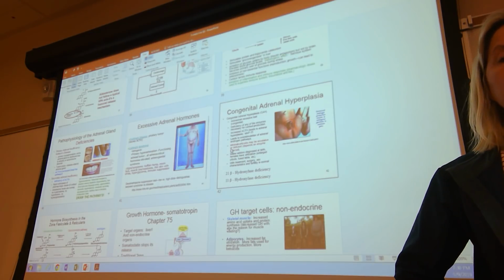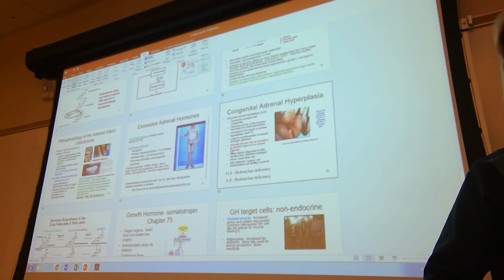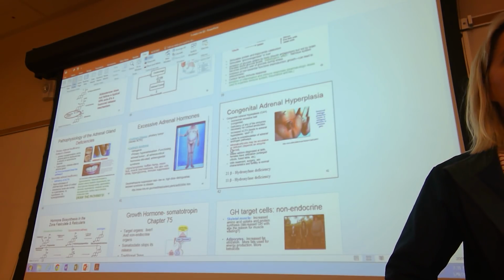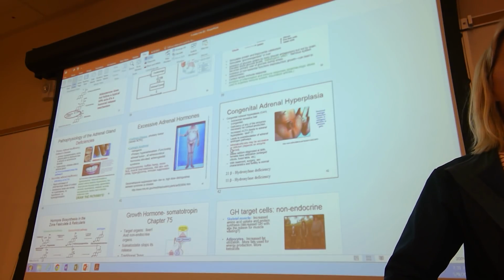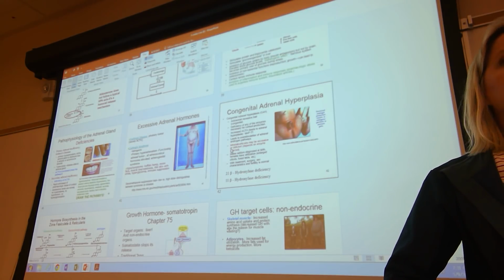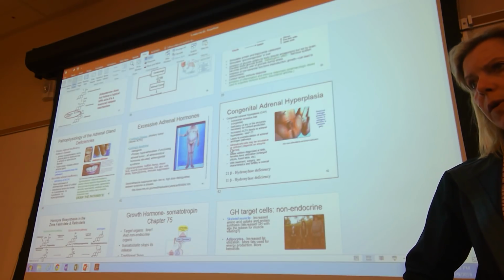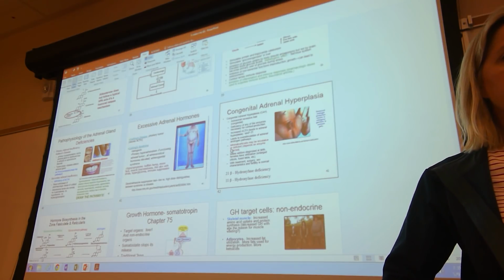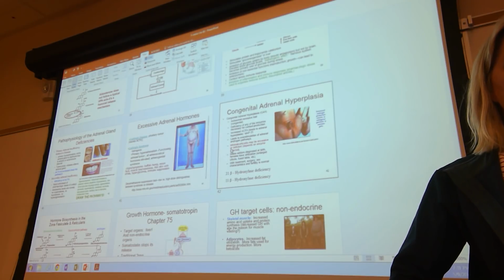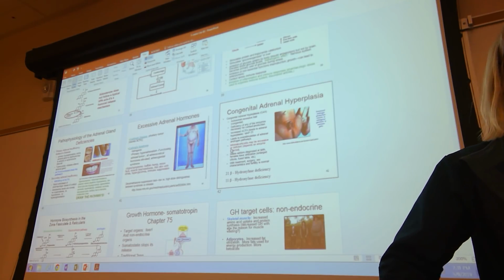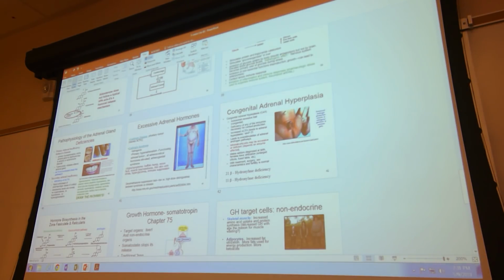Remember, the only layer of the adrenal cortex that obeys the true HPA pathway is the zona fasciculata that releases the glucocorticoids. Done for endocrine.